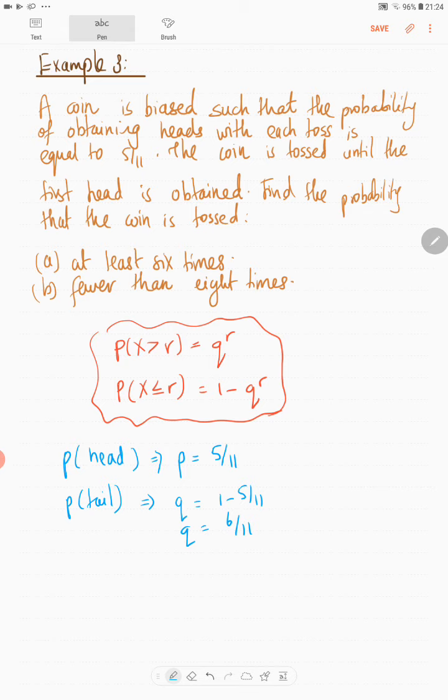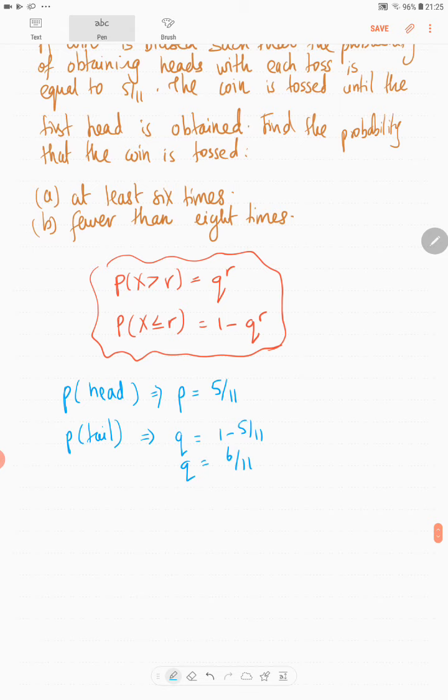So the coin is tossed until the first head is obtained. We will continue to toss the coin till we get a head. Find the probability that the coin is tossed at least 6 times. This means that it is on the 6th or after the 6th toss that the first head will be obtained. So in the first part, we have to calculate the probability of at least 6 times. That is, we will need 6 tosses or more than 6 tosses. So here we have greater or equal to 6.